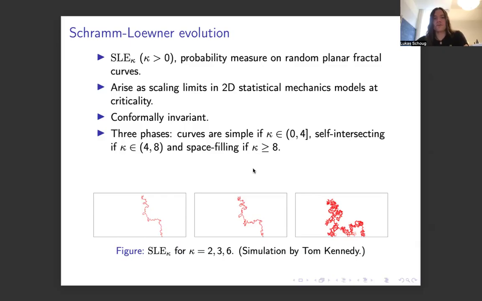And these curves are conformally invariant in the sense that we just define them in one reference domain, typically the upper half plane, and then the law of an SLE in any other domain is just the conformal image of the one in the upper half plane into any other simply connected domain, which we know we can always find by the Riemann mapping theorem.